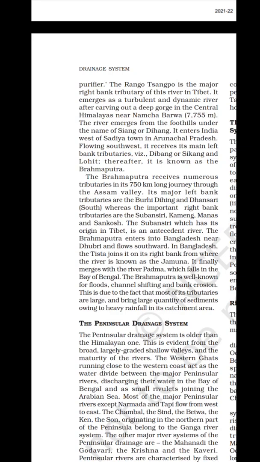At 7,755 meters, the river emerges from the foothills under the name of Siang or Dihang. It enters India west of Sadiya town in Arunachal Pradesh. Flowing southwest, it receives its main left bank tributaries, Dibang or Sikang and Lohit. Thereafter, it is known as the Brahmaputra.